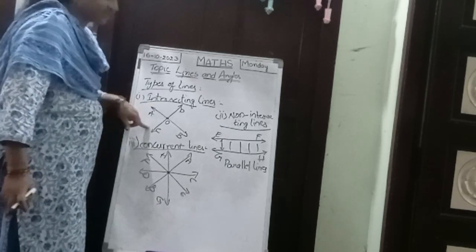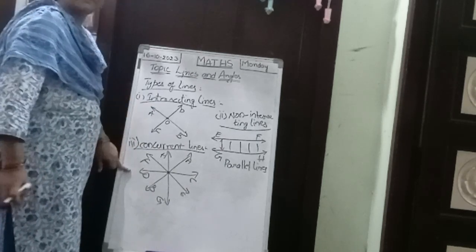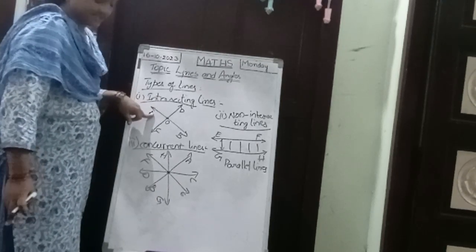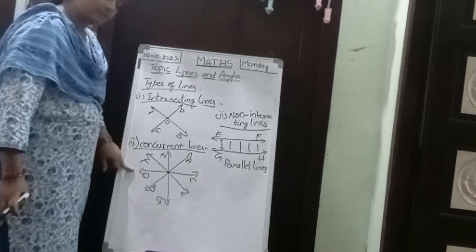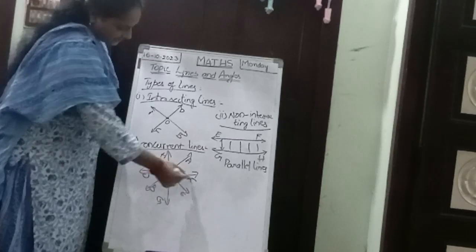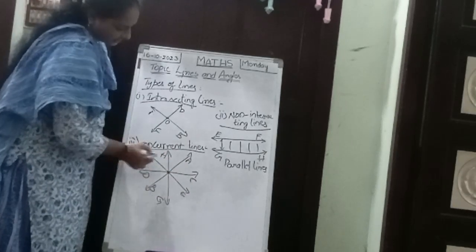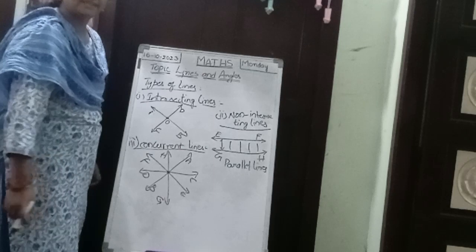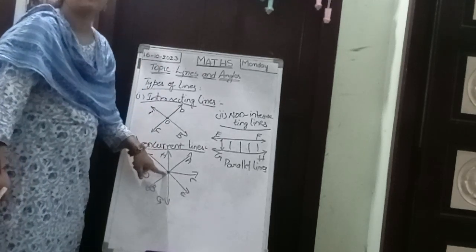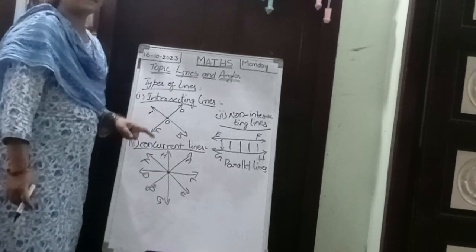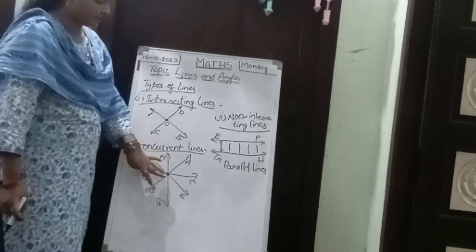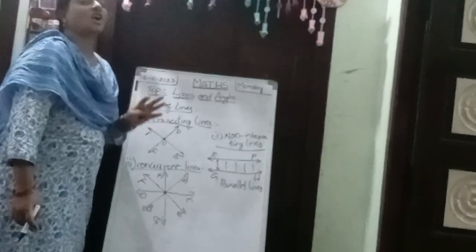What is the difference between these two? These intersecting lines are having two lines. And here how many lines are you able to see? Four. AB is one line, CD second, EF third, GH fourth line. That means when three or more lines pass through the same common point, those lines are called concurrent lines.